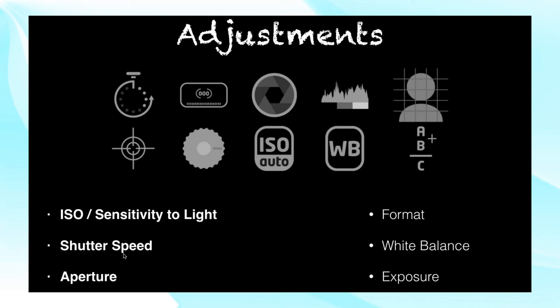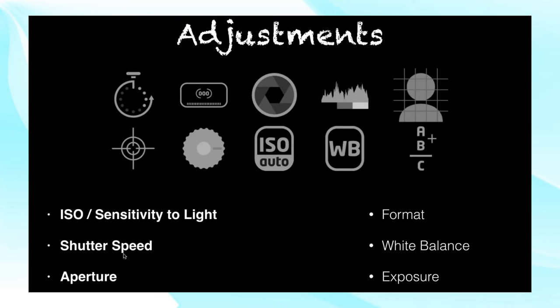The ISO is the sensitivity that the sensor has to light. Shutter speed is how fast the shutter actually stays open and then closes. And the aperture is the amount that the diaphragm is going to open on the lens. So those are the three adjustments that we're going to be dealing with, and we're going to go one by one on the next few slides.